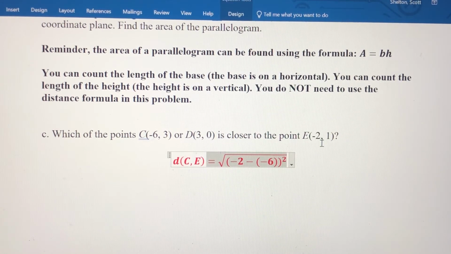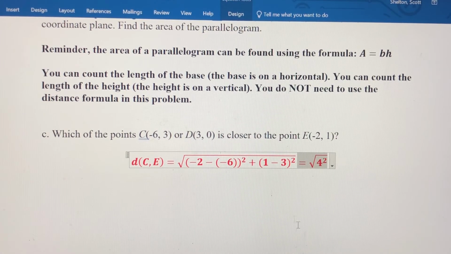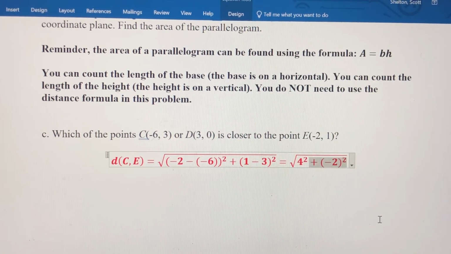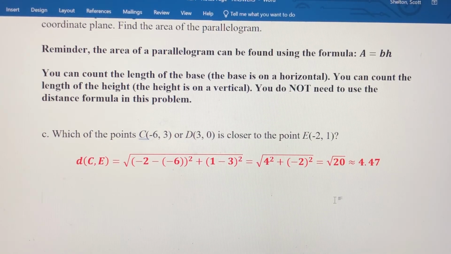Let's plug in our x coordinates. I've got -2 minus a -6. Then I'm going to plug in the y coordinates, so it's plus the difference of 1 and 3. This is -2 plus 6, which is 4 squared. This is 1 minus 3, which is -2 squared. 4 squared is 16, -2 squared is 4. So that gives me the square root of 20, or 4.47. I could simplify this to 2 radical 5, but that doesn't really do me any good here. We're just going to compare the radical version or the decimal version in the end.